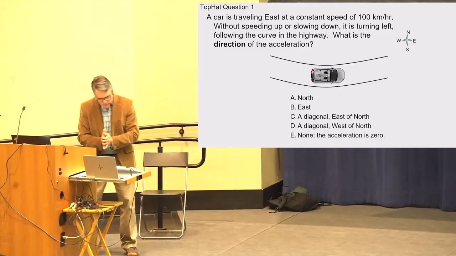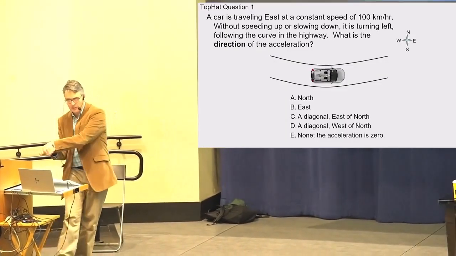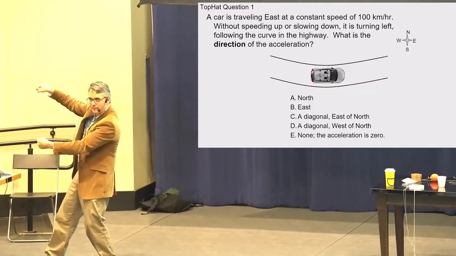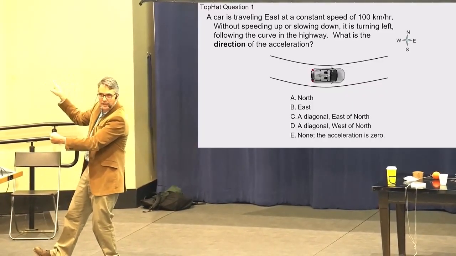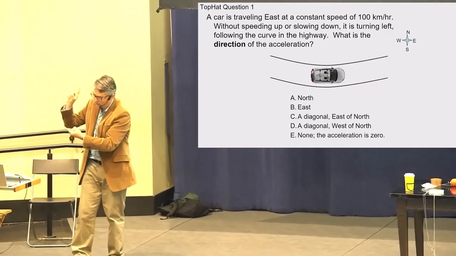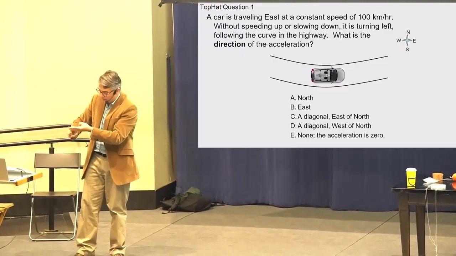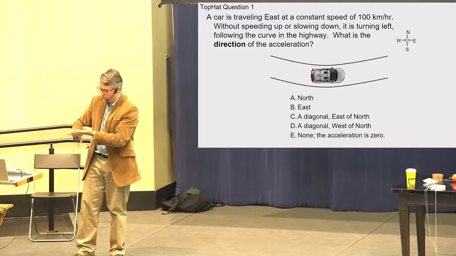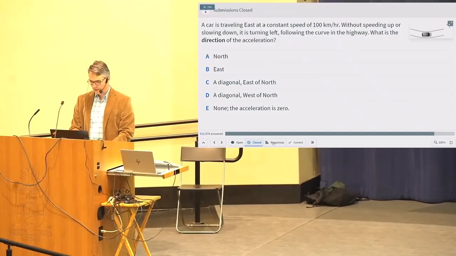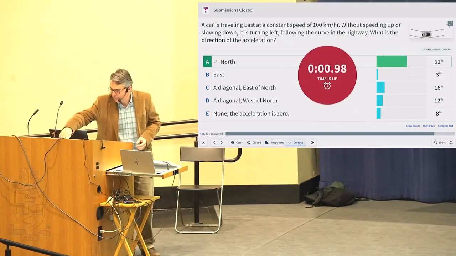The car is traveling east at a constant speed of 100 kilometers per hour. Without speeding up or slowing down, it is turning. If you can imagine, you've got your steering wheel turned left, but your cruise control is set on 100 kilometers an hour, so you're not speeding up, not slowing down. What is the direction of the acceleration? Is it A, north, B, east, C, some diagonal east of north, D, a diagonal west of north, or E, is trick question, the acceleration 0 doesn't have a direction. Survey says a lot of people are saying north, and that's as simple as it is.